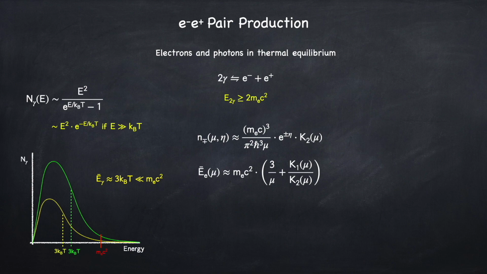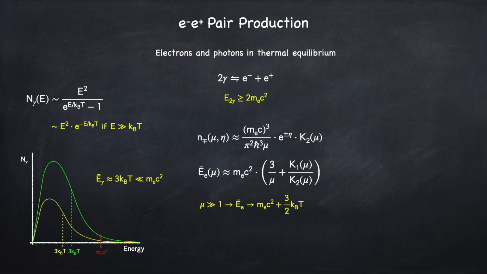First, let's assume that mu is much greater than 1, meaning that the electron mass is much greater than the temperature. In this case, the average electron energy reduces to the electron rest mass energy plus 3/2 times the temperature, which is the exact result of a Maxwell-Boltzmann gas.